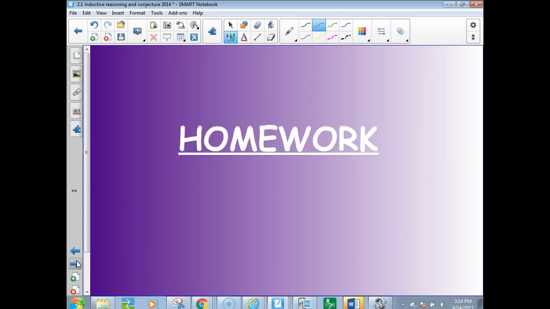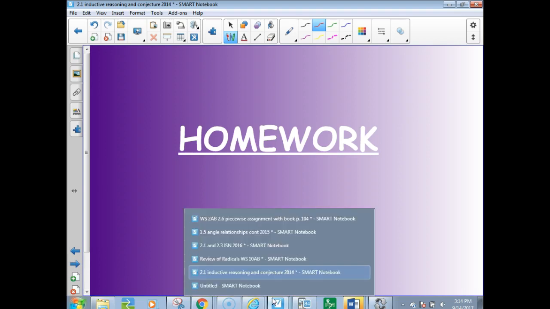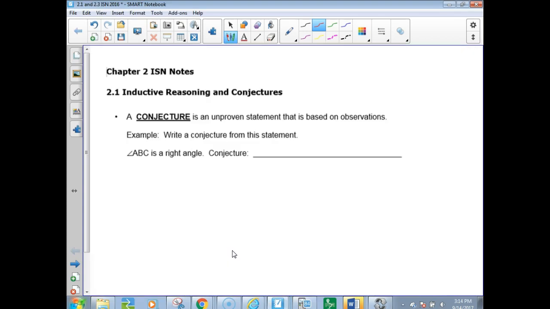Okay, the next part is the assignment, but before we do that, we're going to quick fill in the ISN, and it's really short. It's just on the back of the front cover.